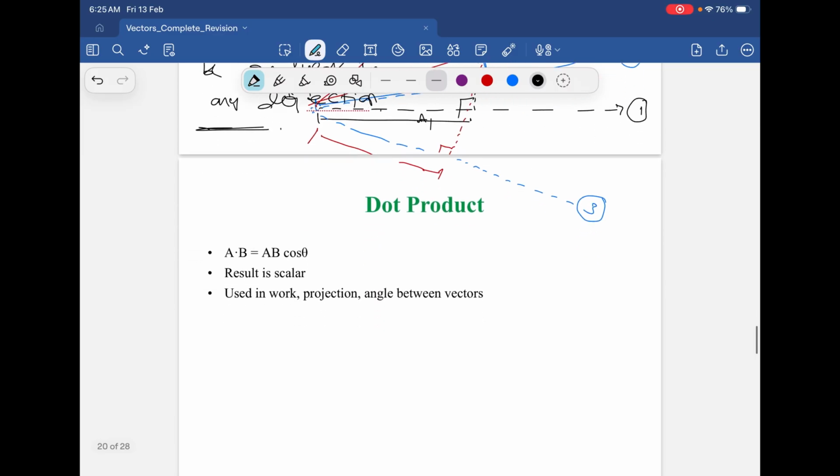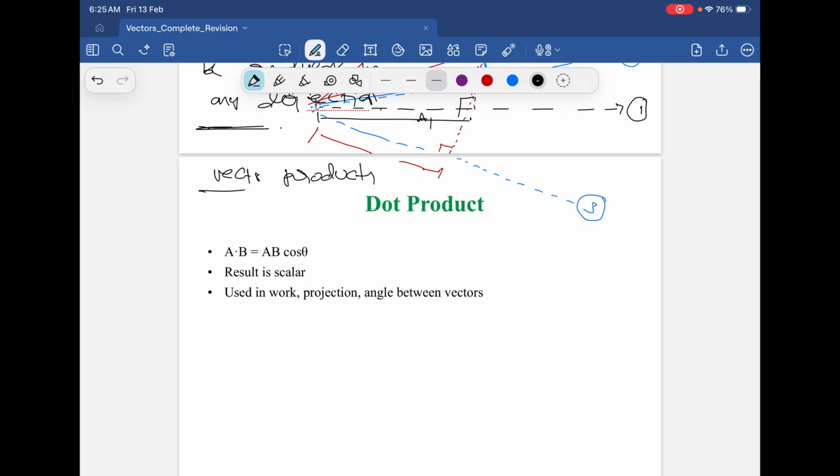Next, the last part of vectors we are entering now is called dot product and cross product. These are vector products. These vector products are classified into two. The first case is called the dot product. The result is a scalar, and so this is also called the scalar product.